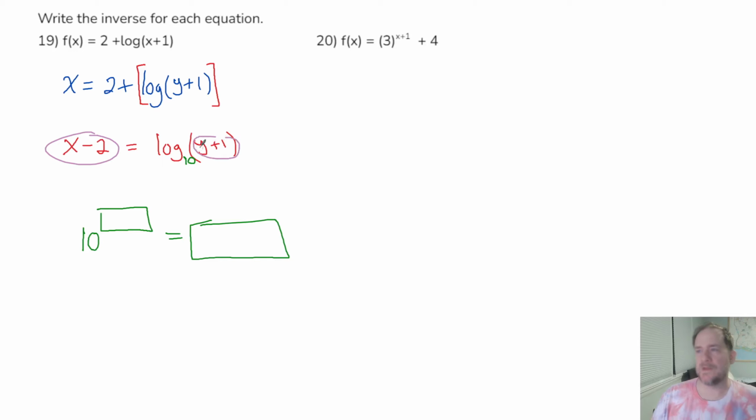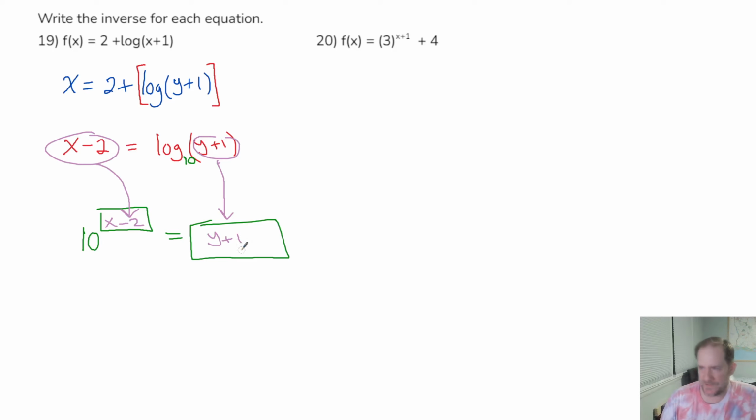Yeah. So where do you think each thing goes? Well, the answer is the thing that you were taking the log of, that's actually what the exponential is going to equal. And the thing that the log equaled, that's what's going to be in your power. So you're going to have 10 to the x minus 2. And that's going to equal y plus 1.